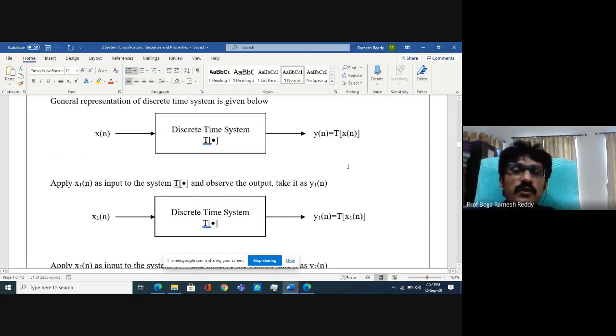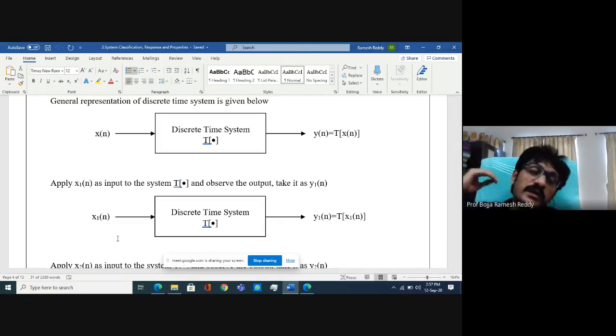How to test linearity? Apply x1 of n as input to the system and observe the output. Whatever output you get, call it y1 of n, which is the transformation of the input. This is testing. We are giving some input, like if we know an amplifier circuit, apply a weak electrical signal, maybe a sinusoidal signal, as input to the system and observe the output. Use some other input and check the output, like that. That is the testing procedure for linearity.